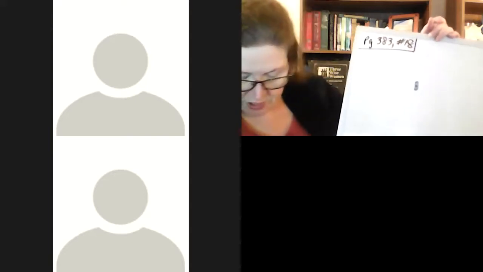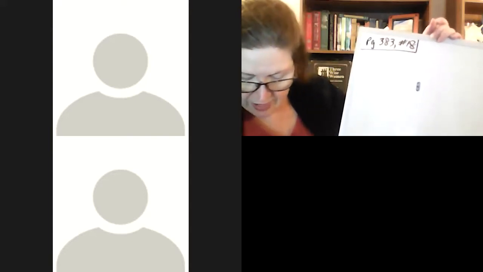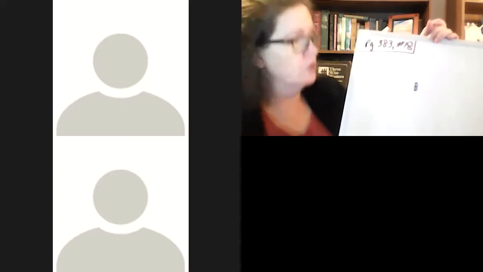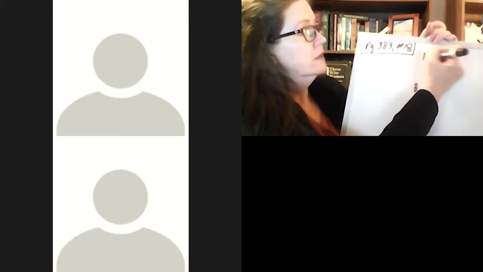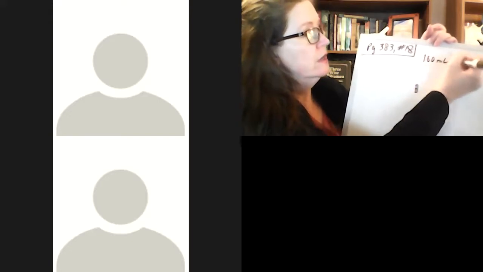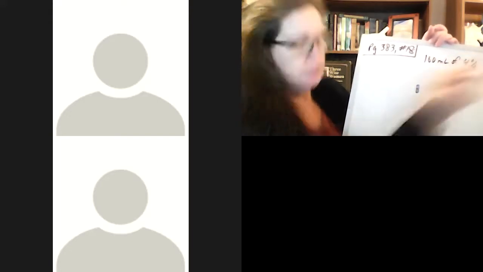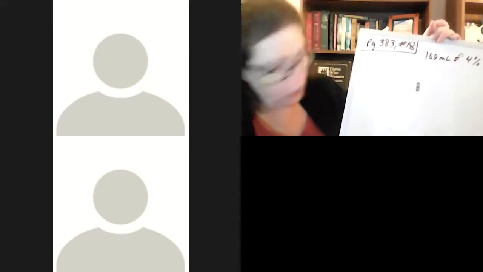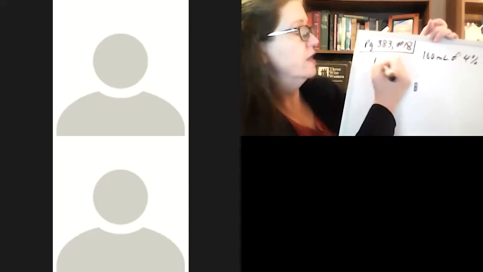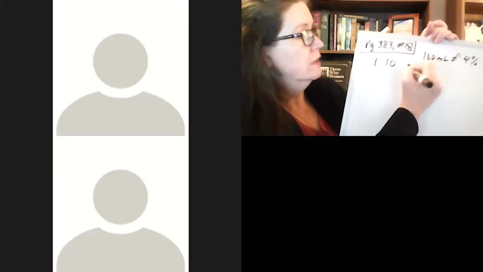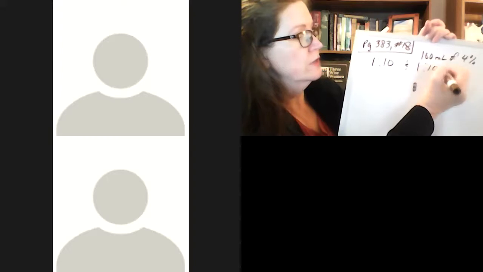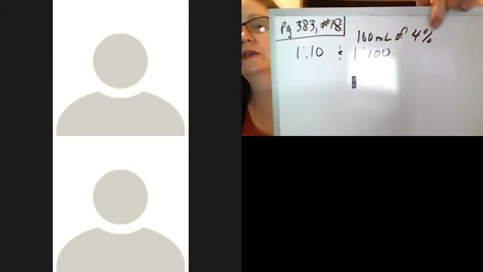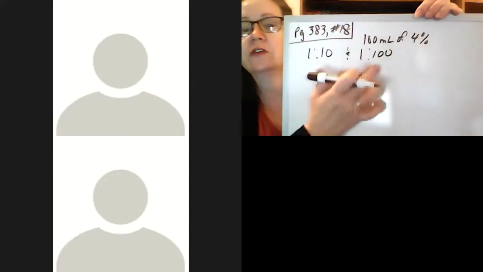Okay, a patient needs epinephrine for an acute asthma attack. The physician orders 100 milliliters of epinephrine, 4%. So we want 100 milliliters of 4%. The available epinephrine is 1 to 10 and 1 to 100. So we have 1 to 10 and we have 1 to 100. Okay, so you have one strength that you need and you have 2 strengths that you have available.